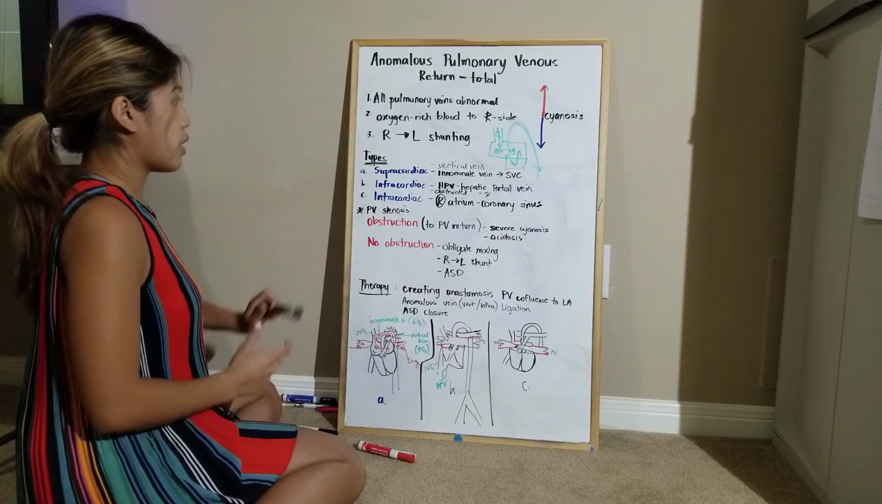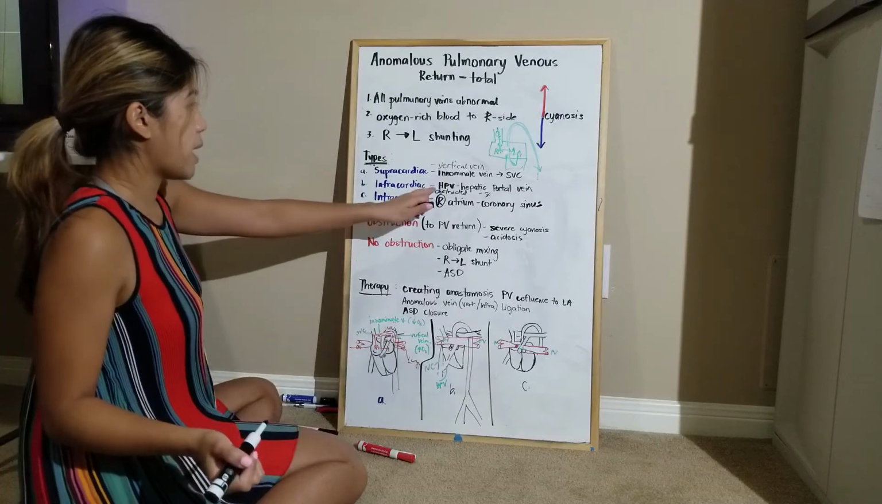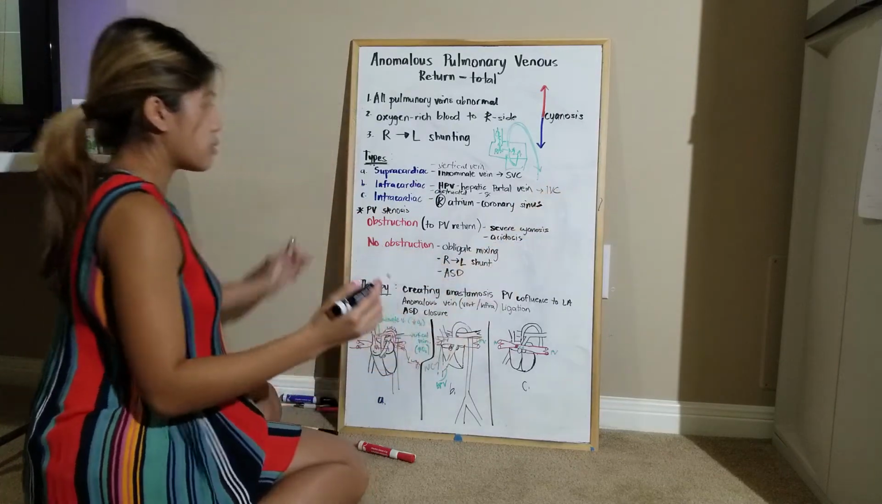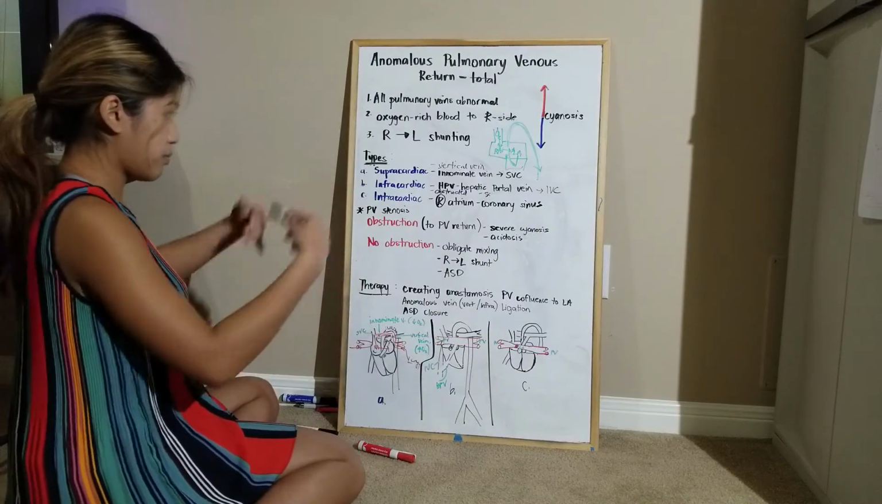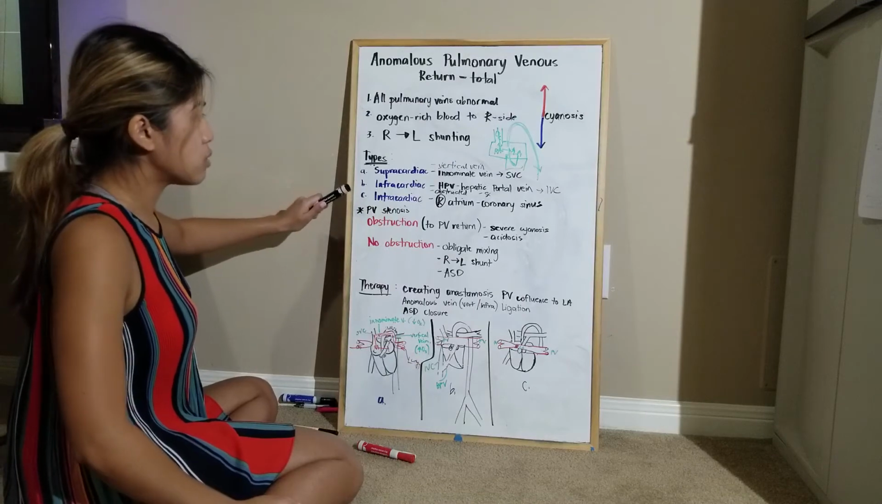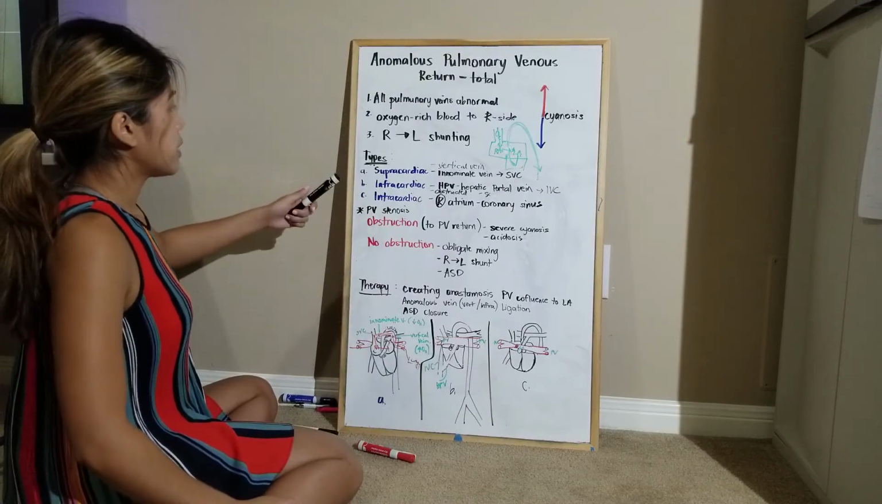This one, the infracardiac, connects to the hepatic portal vein, and then it connects to the inferior vena cava, which is why it's called infra, below. Most commonly associated with an obstruction, treatment, surgery.